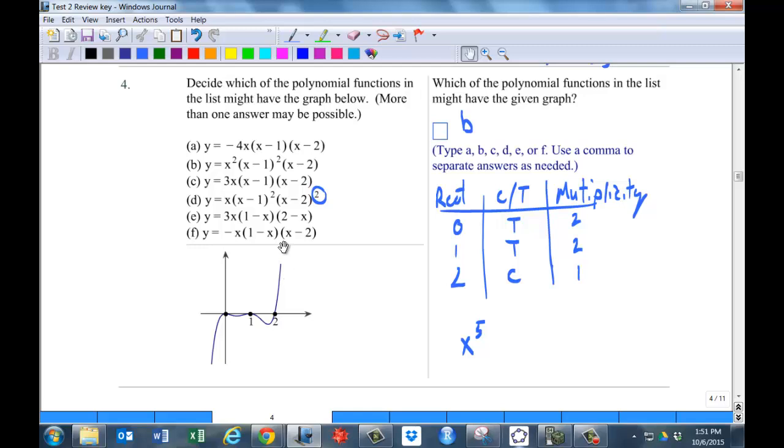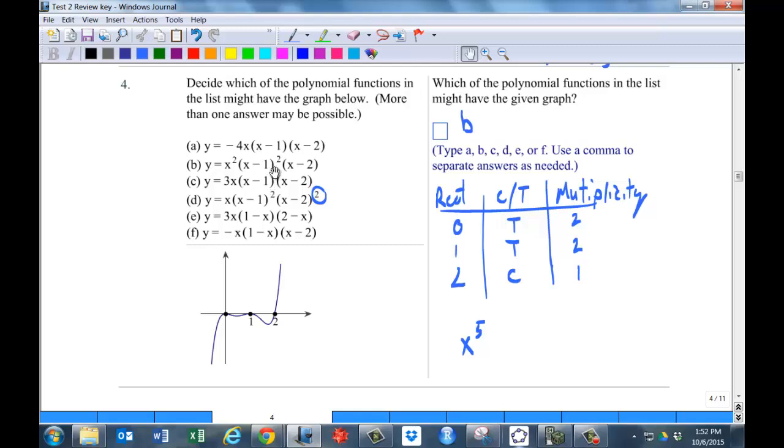Now what we can do is look at each one. So this one definitely would not work, because at x equals 1 and x equals 2, we have an exponent of 1, which means they would cross there. Here we have multiplicity at 0 is even, multiplicity at 1 is even, so this one would work. And then at 2 it crosses, it's 1. So B, we can put B down.